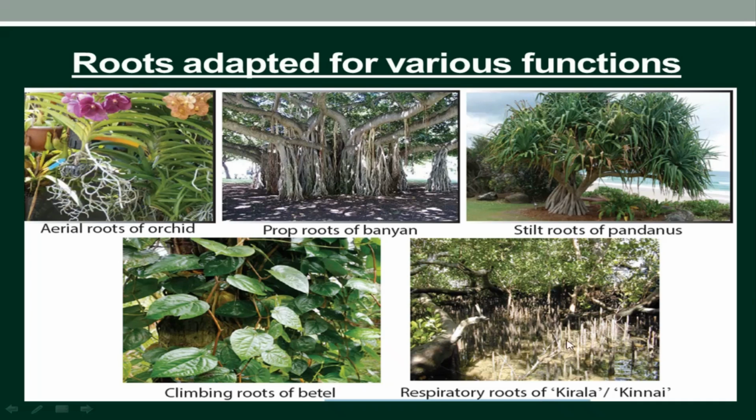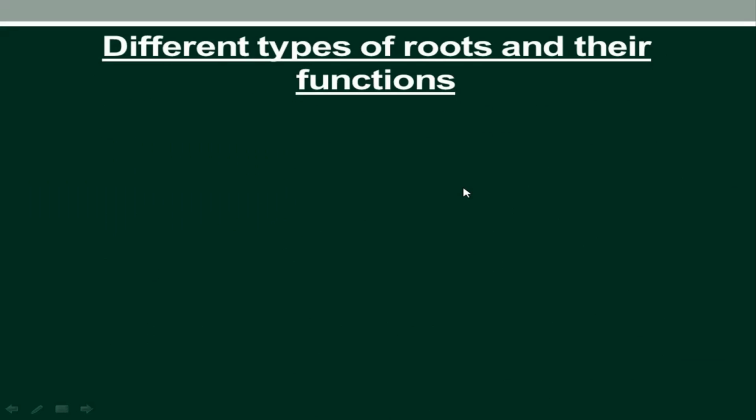Next one, respiratory roots of Kerala. These respiratory roots help to absorb oxygen needed for these plants from the atmosphere. Right now we have learned about roots adapted for various functions. Then we will go on to learn about different types of roots and their functions.